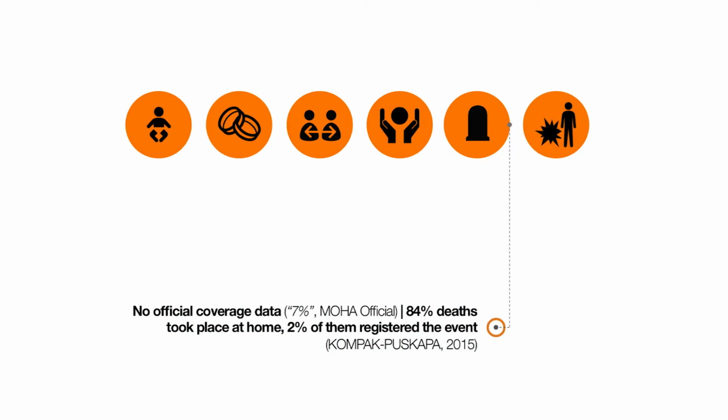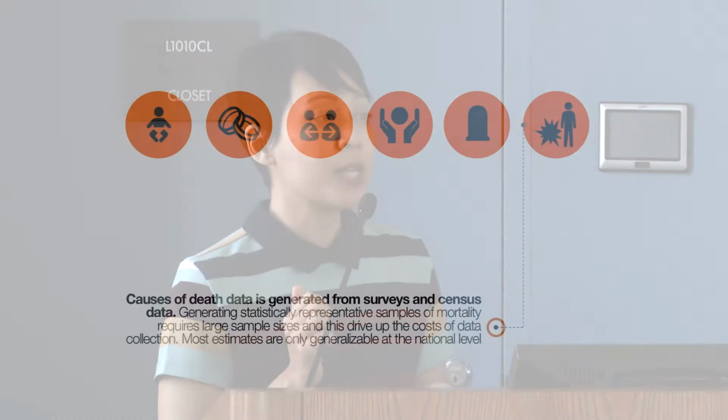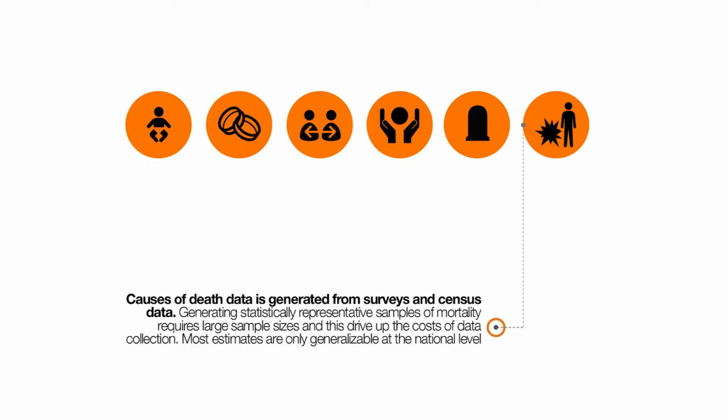There is no official data on death registration coverage, but according to some officials in the Ministry of Home Affairs, this is an unofficial statement, they only cover around 7% of death registration. From our survey, we found that 84% of deaths still took place at home, and only 2% of them registered the event. So it is a very tiny proportion. The causes of death data in our country is generated from a number of different surveys, census, and modeling and projection data, which cannot be used to scale down the information to village level. It is only generalizable at the national level.